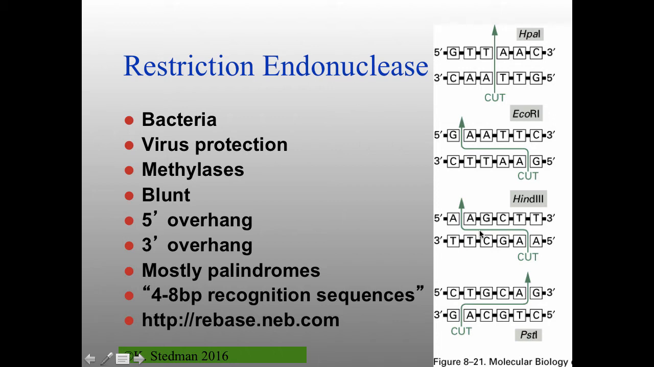Probably the majority are going to be with 5' overhangs, but there are some that will give you 3' overhangs and some that will give you a blunt cut. And we'll see why that's extremely useful a little bit later on when we talk about recombinant DNA.